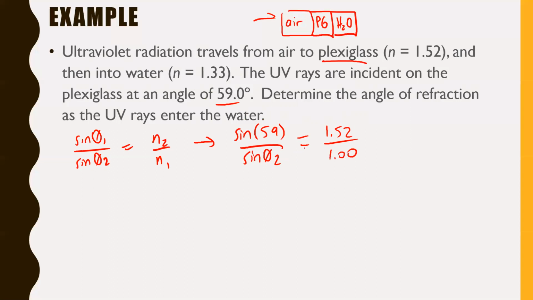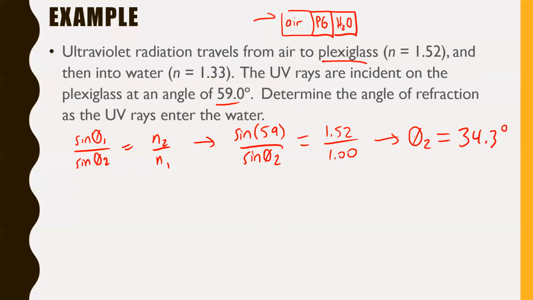We just need to rearrange this formula. Of course, you can divide these, then multiply by sine theta 2 and divide that over, and then you have to take the inverse sine. But I'll save us the trouble of all this. I'll assume you know how to do this because we've done questions like that before. Theta 2 is 34.3 degrees.